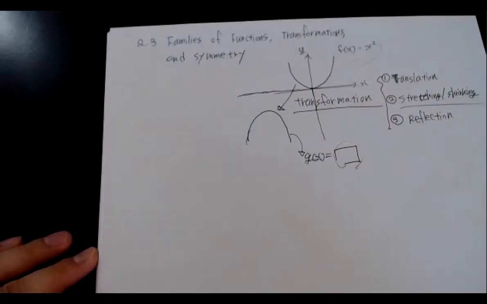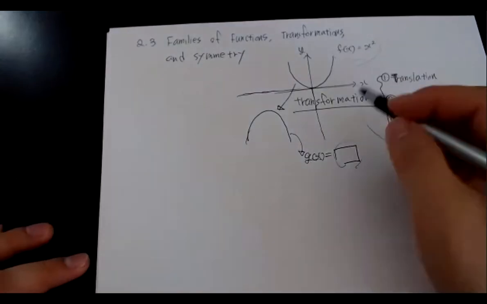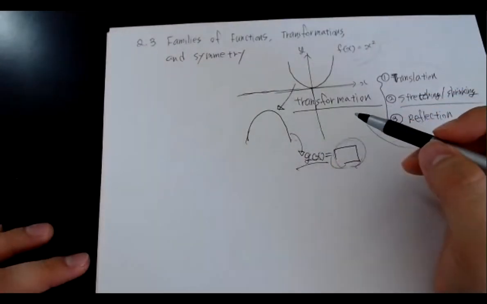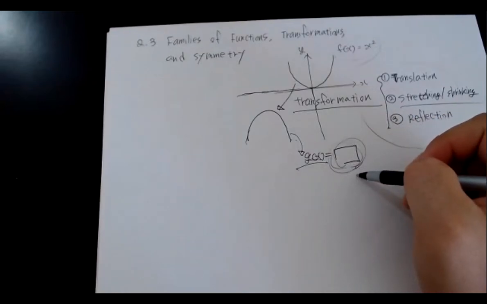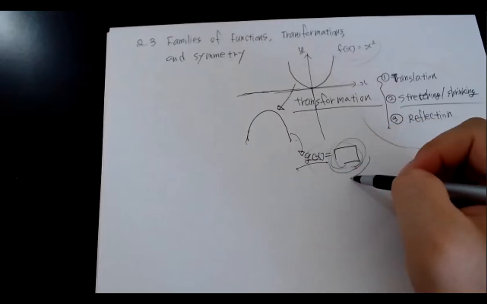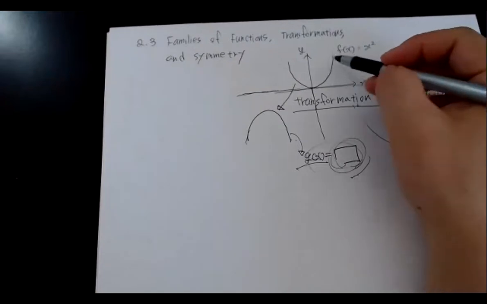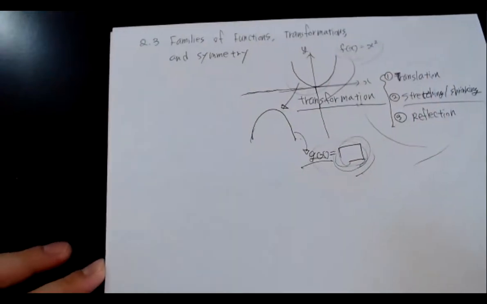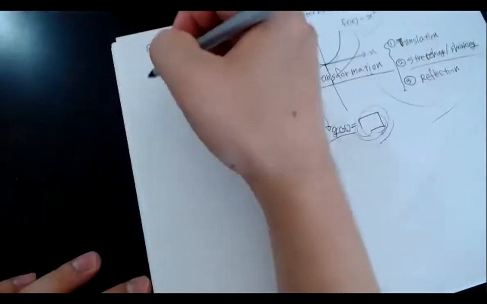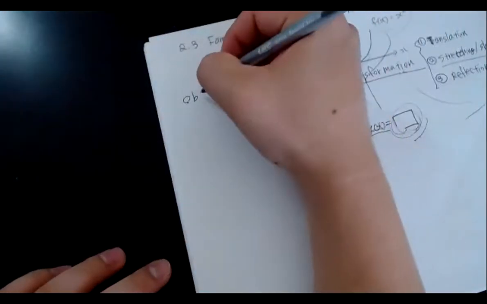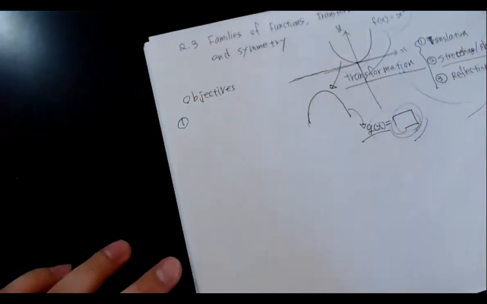So using these techniques of transformation, we could figure out the equation of g of x for this one. Or if that equation is given, then we can figure out the graph of that function by applying transformation to the graph. So that's the main objective of this section. And then the objectives.